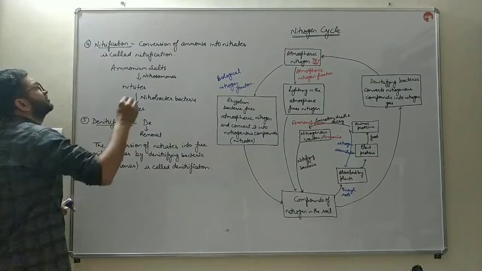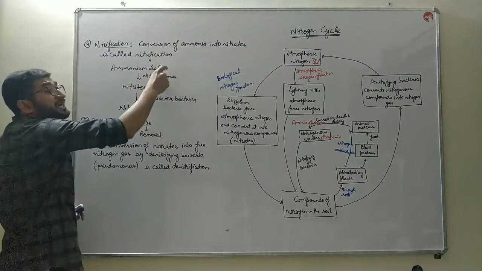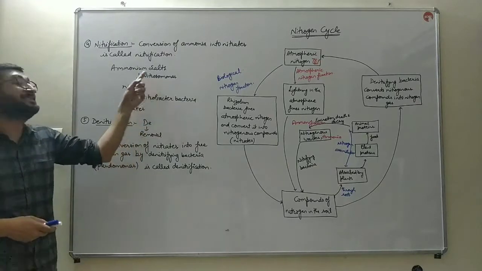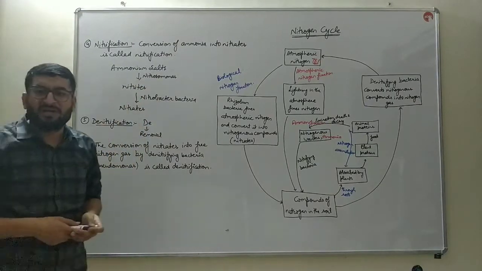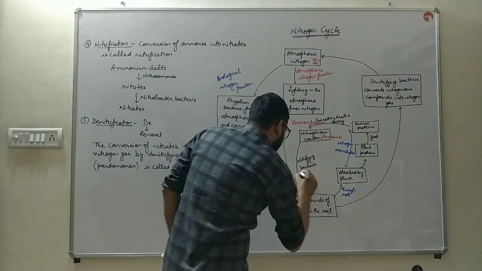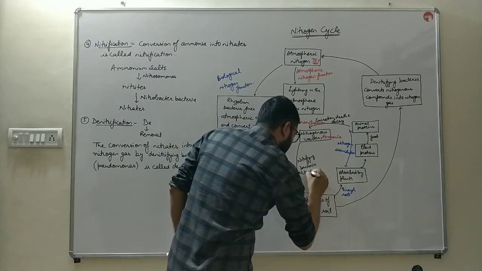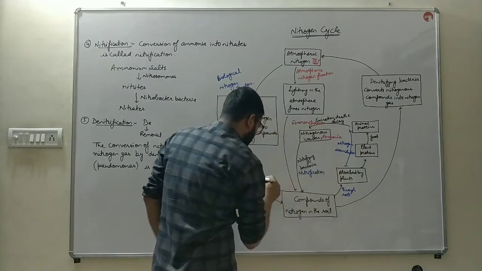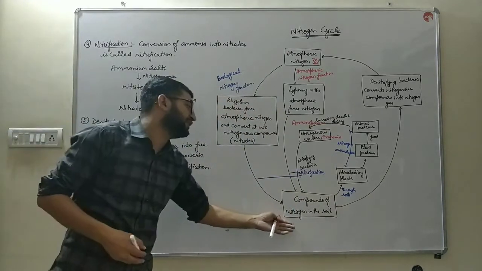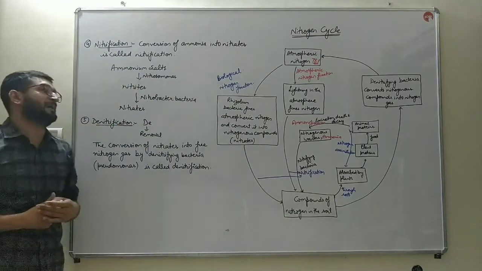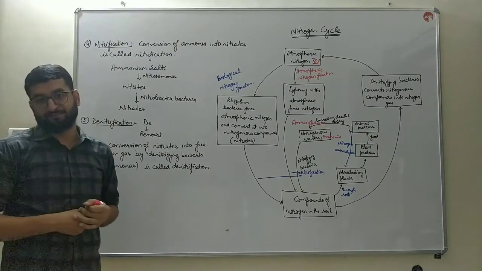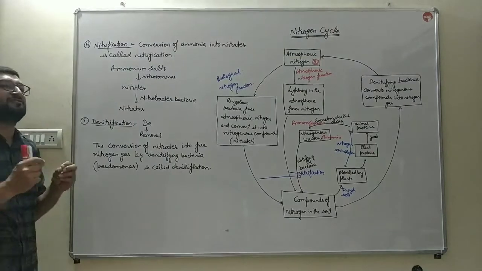The first conversion is the conversion of ammonium salts or ammonia into nitrites by nitrosomonas bacteria, and then the nitrites are converted into nitrates by nitrobacter bacteria. This step represents nitrification. In fact, bache, all these three steps represent nitrification. Formation of nitrogen compounds, that is nitrates, from atmospheric nitrogen or from ammonia is known as nitrification. The last step is denitrification.